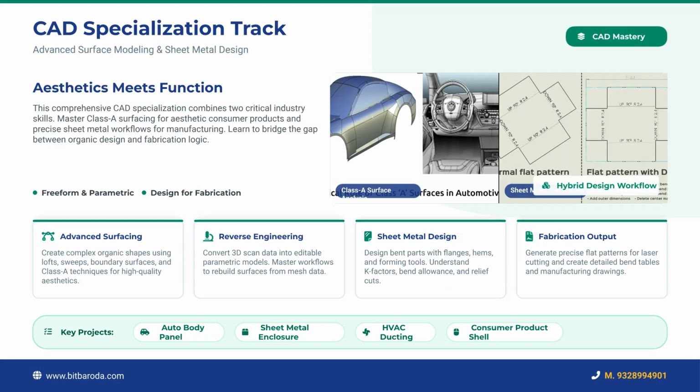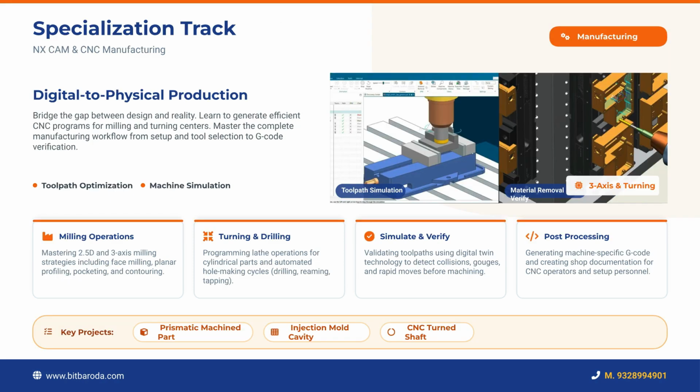The CAD specialization track focuses on aesthetics and function, combining advanced surfacing for Class A aesthetics and precise sheet metal design. Projects include auto body panels and consumer product shells. The CAM specialization track focuses on digital to physical production. You will master 2.5D and 3-axis milling, turning operations, toolpath optimization, and machine simulation to generate verified G-code.